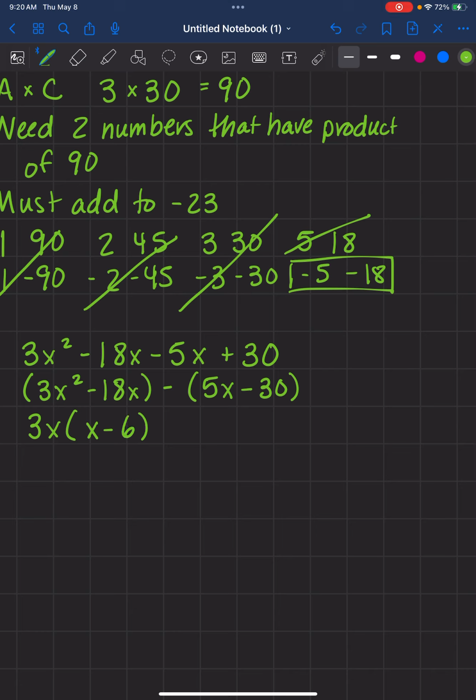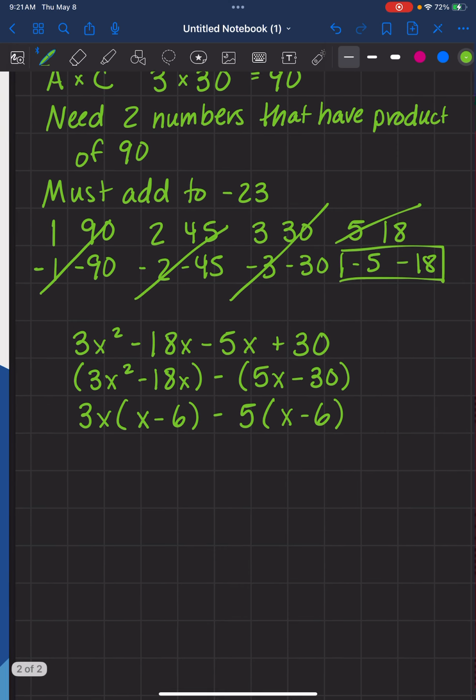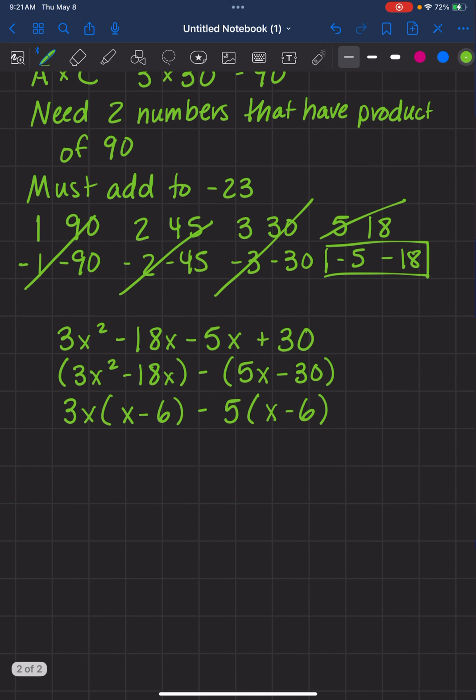And then we notice over here, same thing. We can take something out. And what we need to do is take something out so that we also have an x minus 6. And that number is negative 5. So we can take out the negative 5 and we end up with x minus 6. And the magic in this is that once you have an x minus 6 on both sides, this just rearranges.